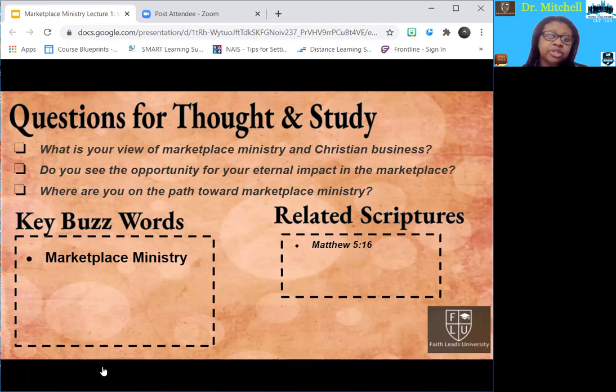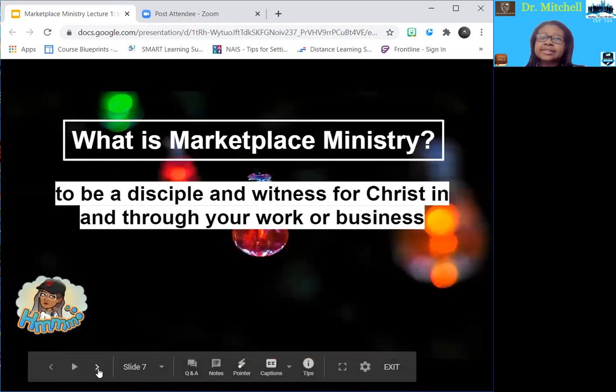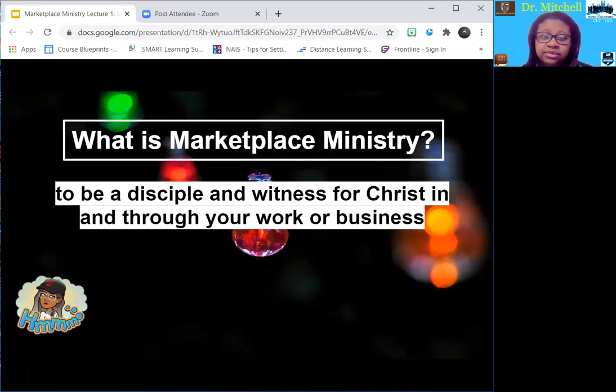The key buzzword, which you keep hearing, is marketplace ministry. And then the related scriptures, of which there may be a few more that you will see in study and the exercises that you're going to be completing. But we're going to focus today in this lecture on Matthew 5:16. Okay, let's get right into the question at hand.